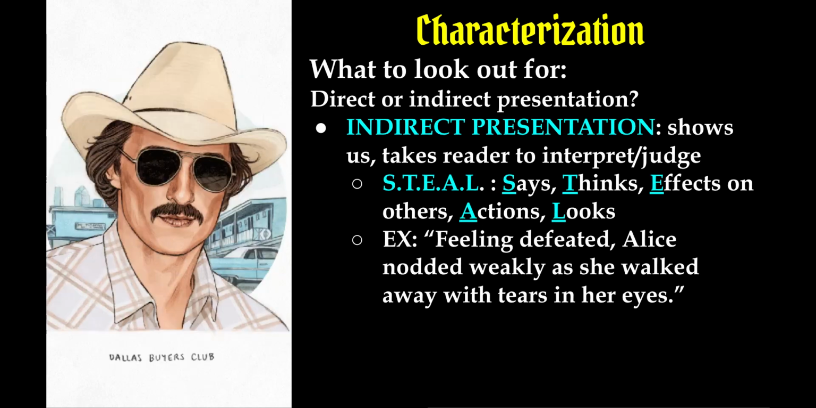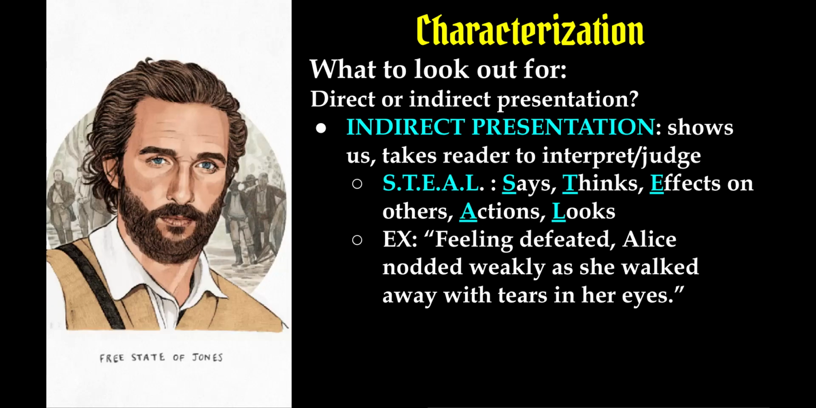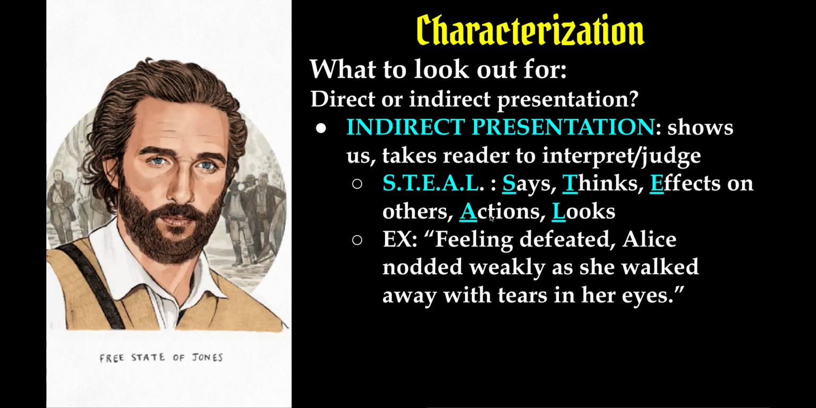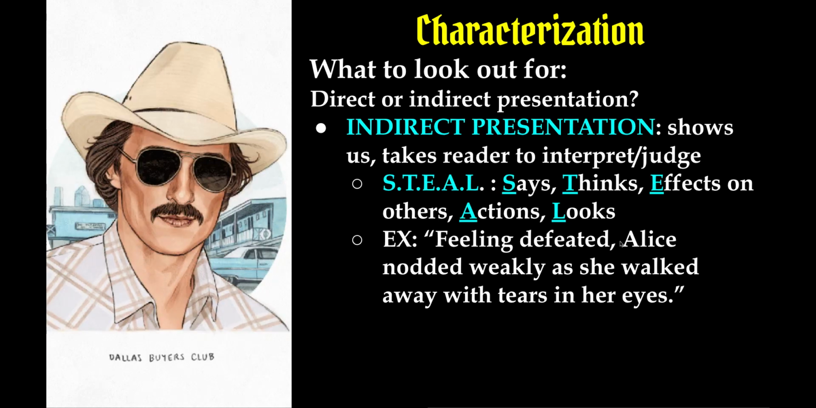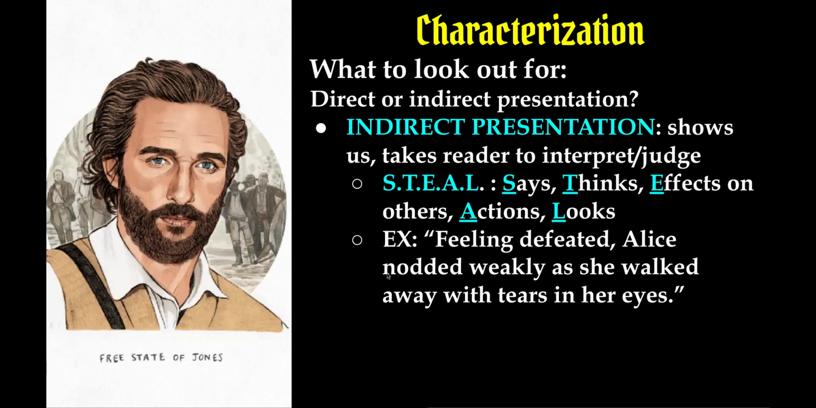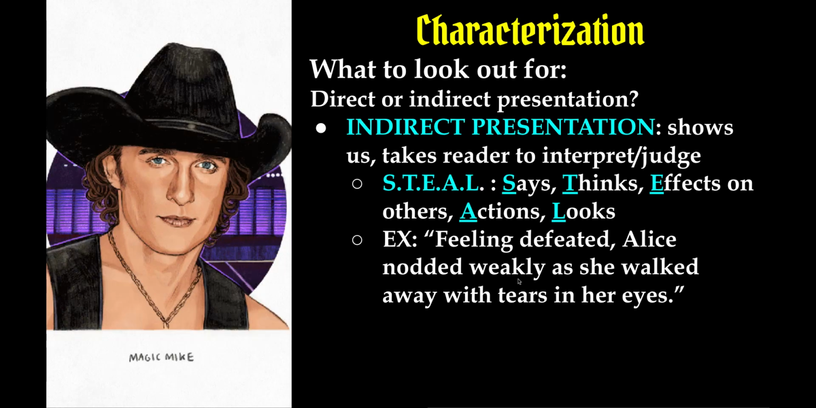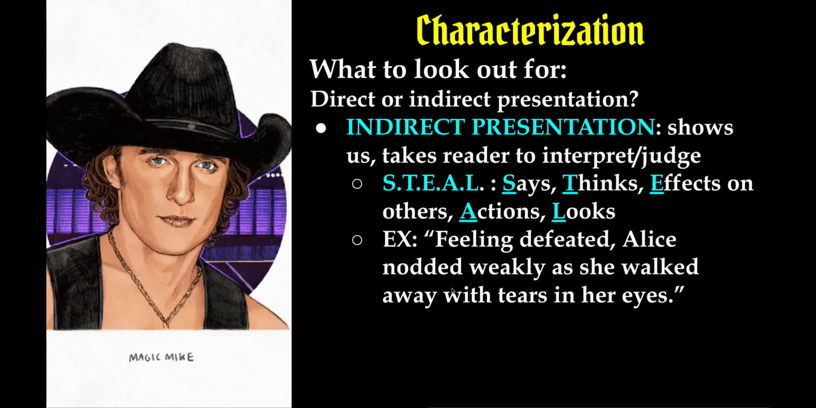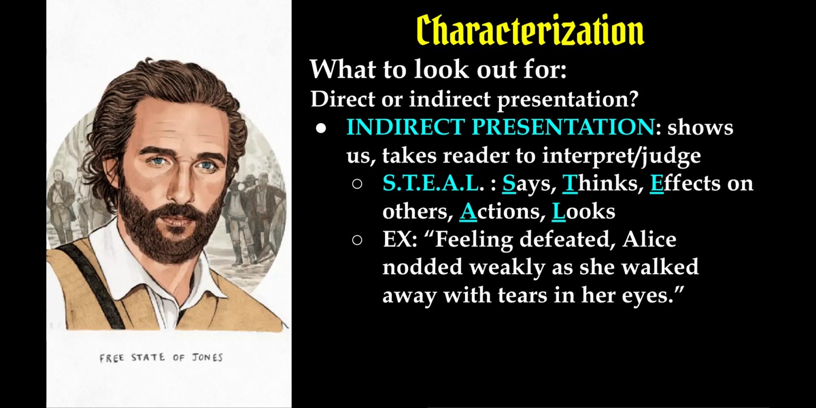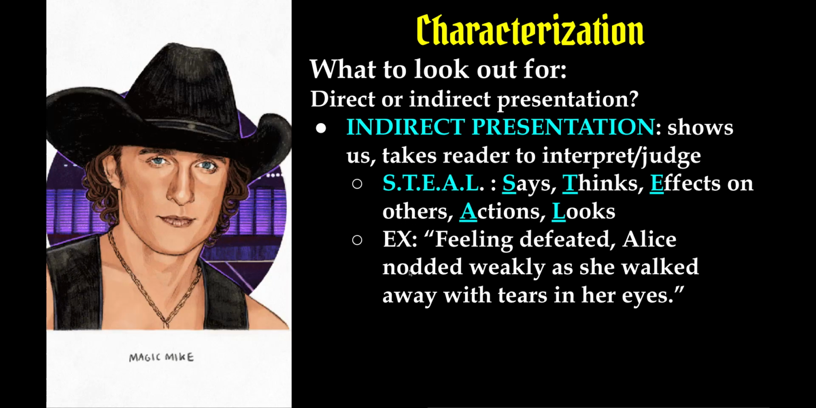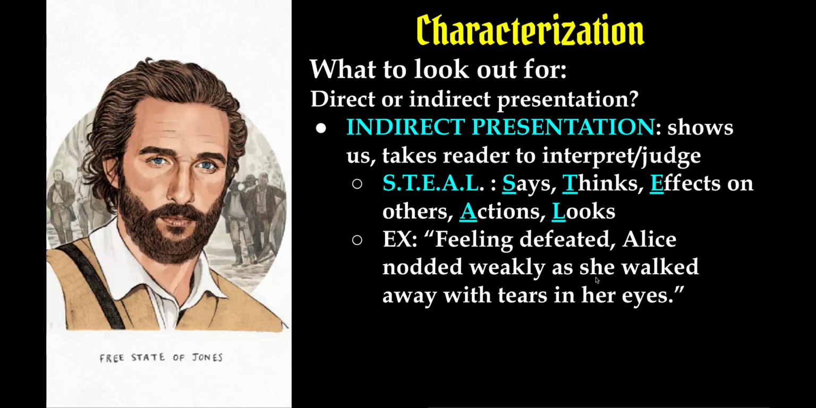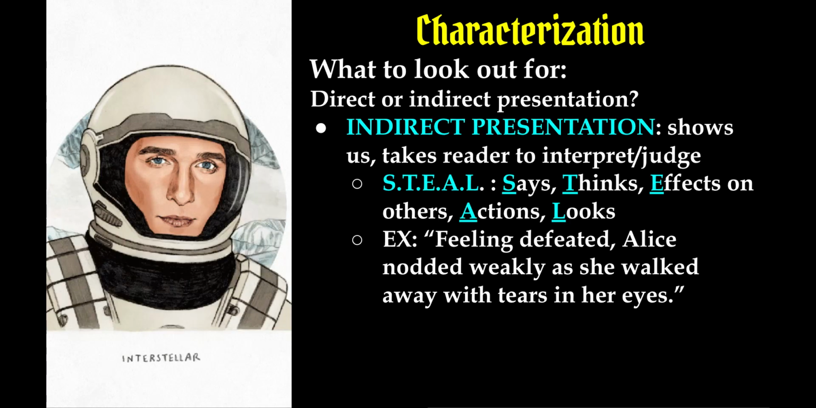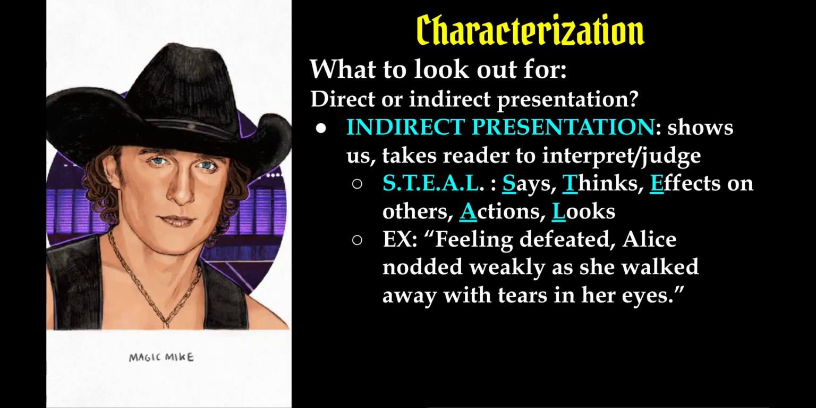"Feeling defeated, Alice nodded weakly as she walked away with tears in her eyes." Okay, so we can see her thoughts inside, that she's feeling defeated. And then we have how she's holding herself, right? Her actions and her looks, she's nodding weakly. So that judgment of weakly shows that she's kind of given up, right? That defeated is coming out more. And the nodding is like, okay, she's kind of accepting things. And then she's walking away with tears in her eyes. Okay, that's clear body language that she's devastated, right?